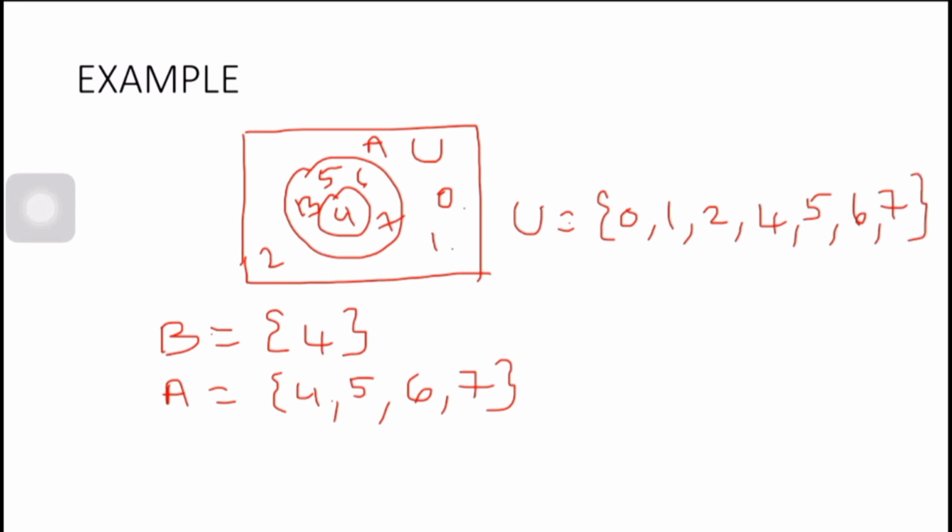So see, every element of B, that is 4, is in the set A. So B is a subset of A here. Next, every element of A is in U. So A is a subset of U. This is the example.